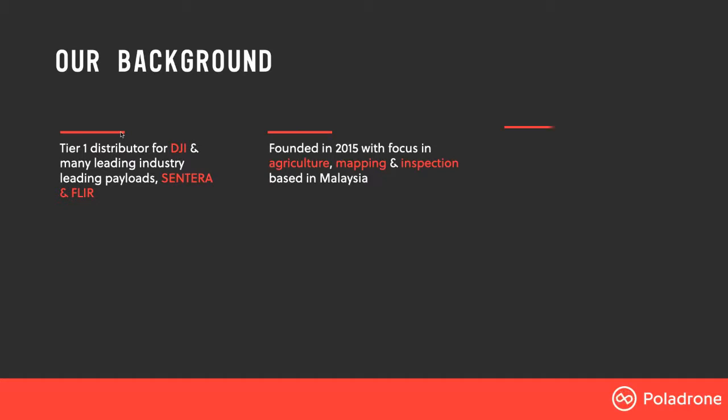Next, let's start off with our background. Poladrone is the tier 1 distributor for DJI in Malaysia. We distribute DJI Enterprise in Malaysia and also many other leading payloads, such as Sentera and FLIR, for different industry usage. We were founded in 2015, focusing on agriculture mapping and inspection activities in Malaysia, and we provide enterprise drone solutions, including drone hardware, sensors, and analytics from the software part, which is a total solution.